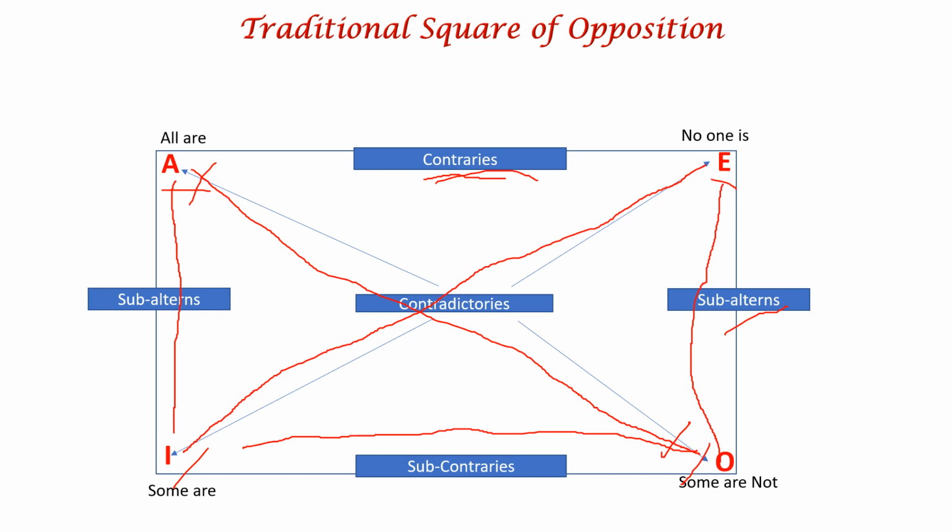In the same way, if E is true, then A is definitely false. Remember the rule for contrary, that they cannot be true together, but can be false together. And if E is false, nothing can be said about A.